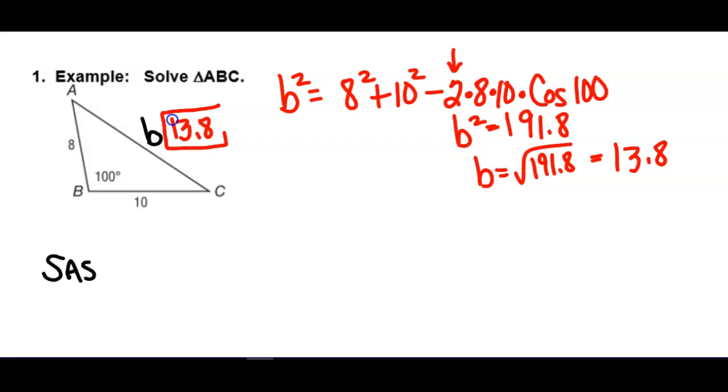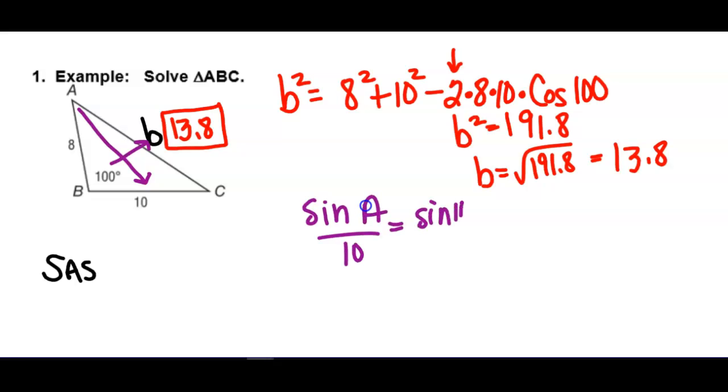Now, they asked us to solve the whole triangle, and I'll go ahead and do that once, but I am not going to ask you to do that. Beyond this, what you would need to do to find the rest of the missing pieces is to find angle A and angle C. So you would then more easily move over and do law of sines. So the sine of angle A is across from a side that's 10, when the sine of 100 is across from a side that's 13.8.